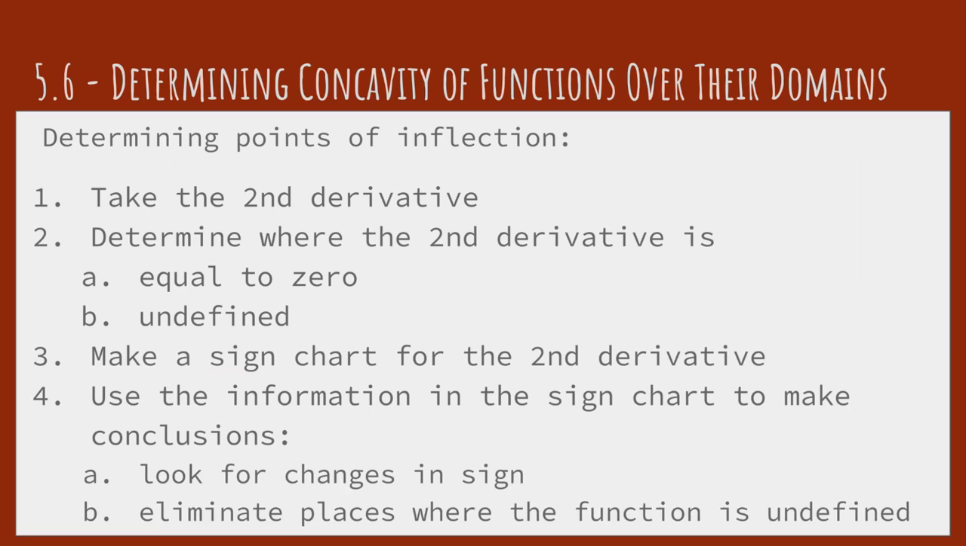The other type of question that might be asked is where we have points of inflection, and the process is going to be really similar. We're going to go through all the steps through making the sign chart, and then instead of looking for where the second derivative is positive or negative, we're going to be looking for where the second derivative changes from positive to negative or negative to positive, and then we want to eliminate any places where the function is undefined. So remember, an inflection point has to be a point on the graph. If we have a change in concavity, but the function's not defined at that point, then it's not going to be a point of inflection.